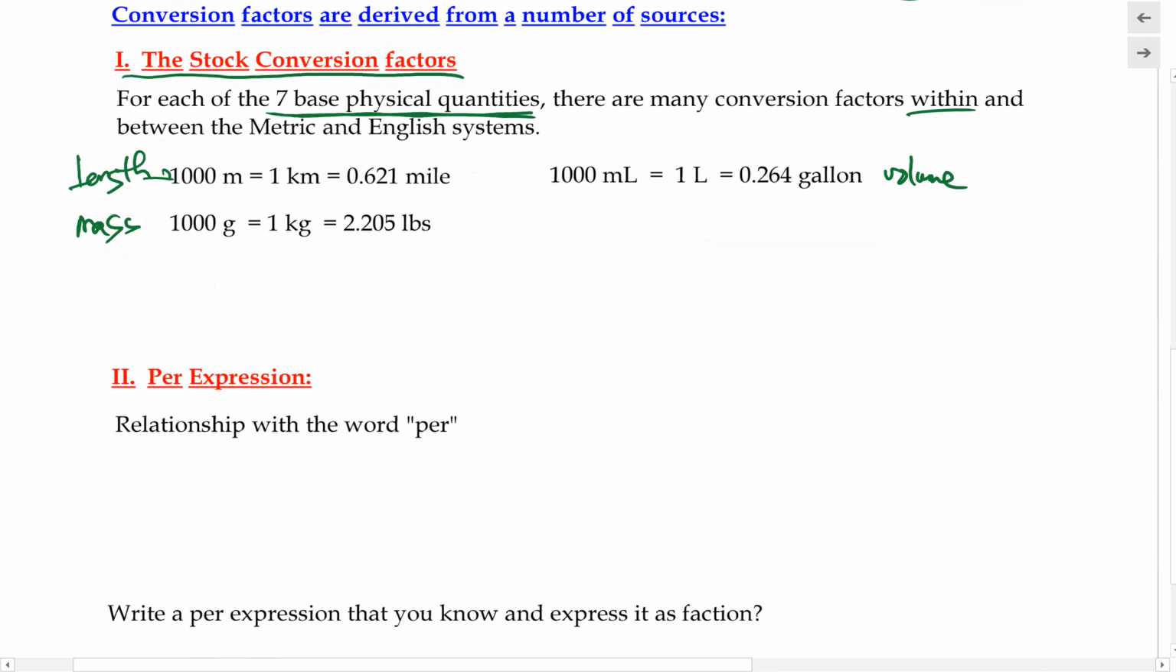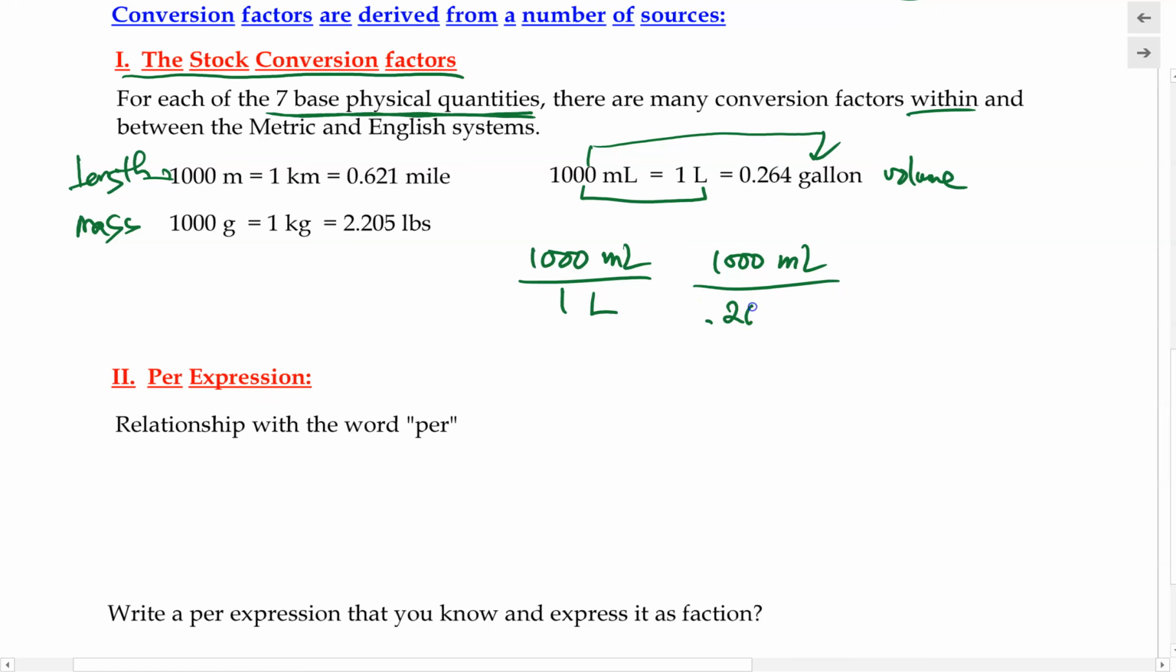Now let's try an example right here. Let's say we have 1000 milliliters equal to 1 liter equal to 0.264 gallon. In this case, we can do the following. We can select out these two and say 1000 milliliter over 1 liter. Or we can also do milliliter to gallon, and say 1000 milliliter over 0.264 gallon.